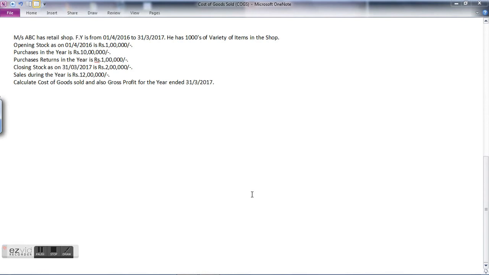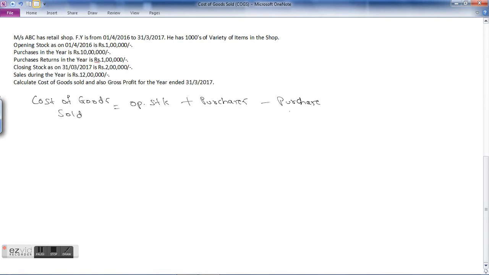Okay, so we have the selling price. First we will calculate cost of goods sold. Cost of goods sold is equal to opening stock plus purchases minus purchase returns minus closing stock. Okay, so what is the opening stock?